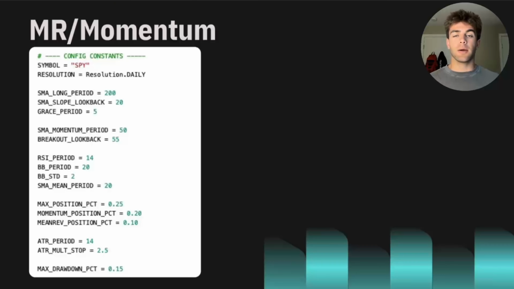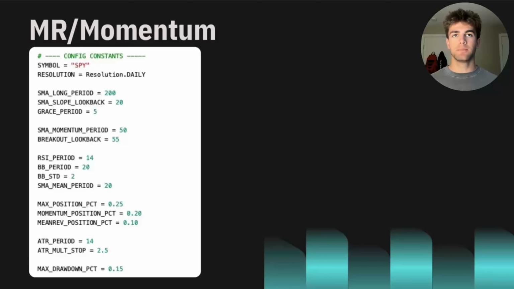Now we're going to look at that momentum and mean reversion regime-based strategy. So these were the constants that I used, and as you can see, as I'm looking to avoid overfitting, they're all extremely basic and round numbers. For example, for SMA, we have 200, RSI 14, just the most common variation of these different constants.